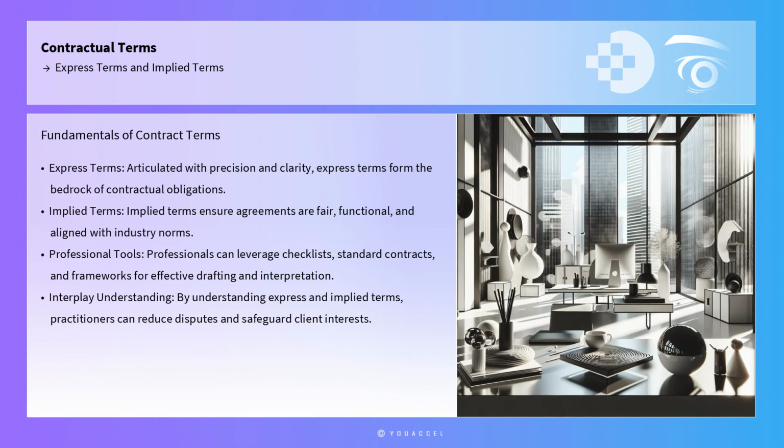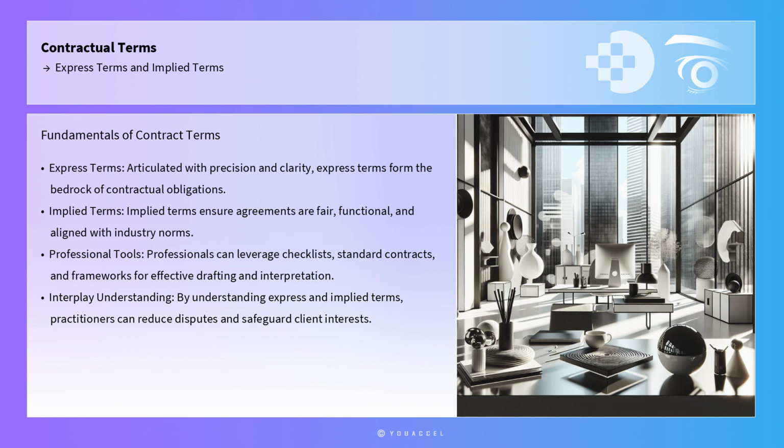In summary, express and implied terms are fundamental to the structure and enforceability of contracts. Express terms, articulated with precision and clarity, form the bedrock of contractual obligations, while implied terms ensure that agreements are fair, functional, and aligned with industry norms.